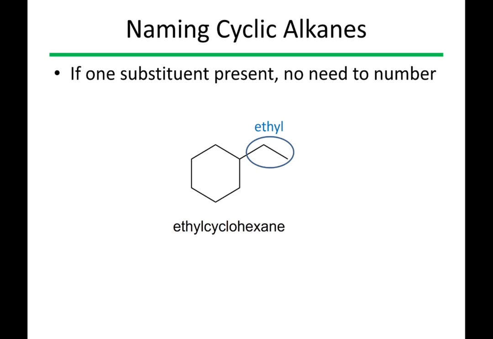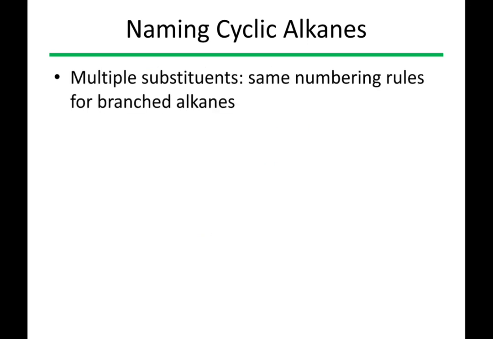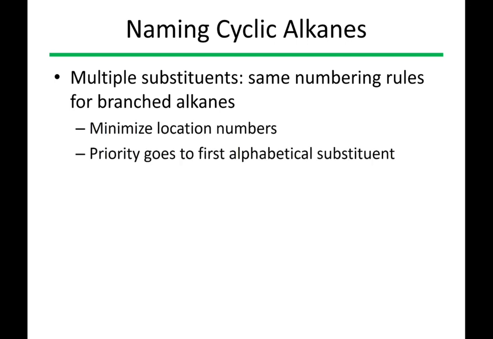We can also attach substituents to these cyclic molecules. If only one is present, we don't need to number because it would be the same no matter how we rotated it. So in this case, if we just have one ethyl group on the cyclohexane, it'll just be ethylcyclohexane. If we have multiple substituents, we're going to use the same rules for numbering and naming as we do for branched alkanes. So we minimize the location numbers, and priority goes to the first alphabetical substituent.